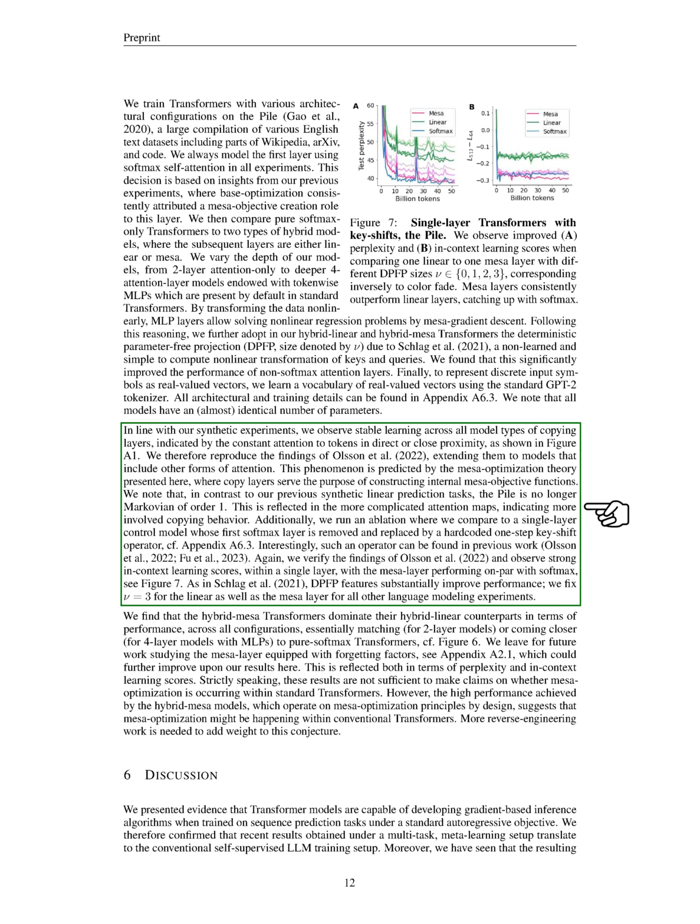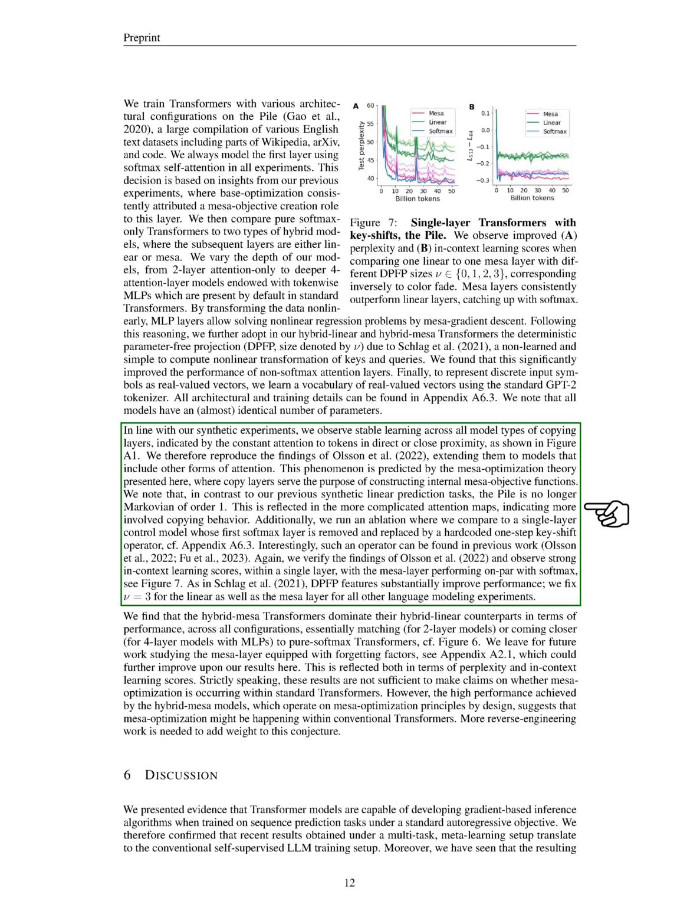In line with our synthetic experiments, we observe stable learning across all model types of copying layers, indicated by the constant attention to tokens in direct or close proximity. This phenomenon is predicted by the mesa-optimization theory presented here, where copy layers serve the purpose of constructing internal mesa objective functions. We note that, unlike our previous synthetic linear prediction tasks, the Pile is no longer Markovian of order 1. This is reflected in the more complicated attention maps, indicating more involved copying behavior.